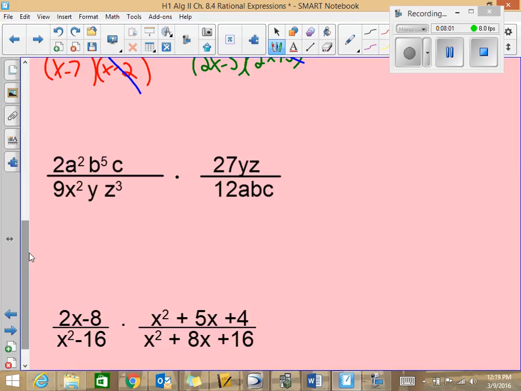For instance, we have 2 A's up top and 1 A on the bottom. So the bottom A goes away completely and we get rid of 1 on top. We have 5 B's here and 1 down there, so that makes this a 4. The C's cancel completely. The Y's cancel completely. The Z's, z squared, 2 on the bottom.